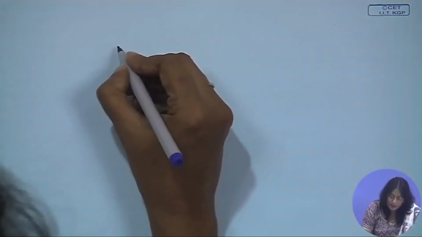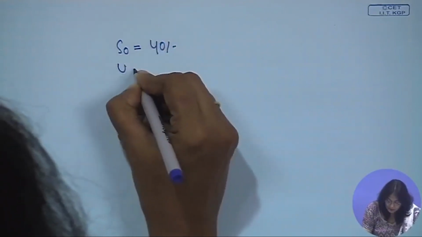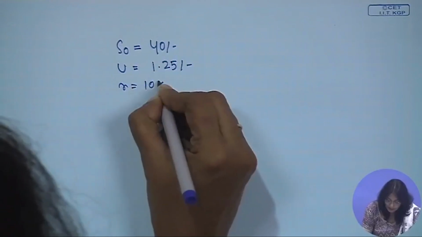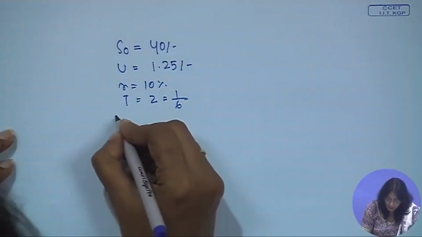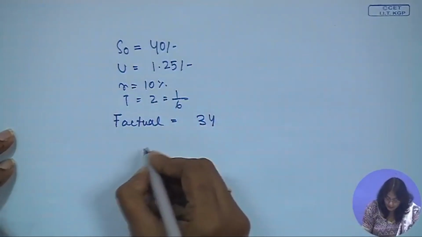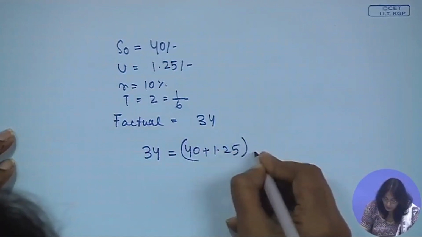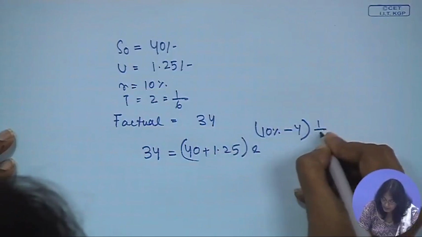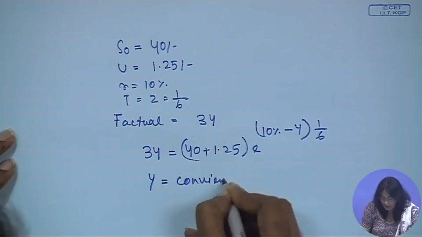Let's say spot is, as we mentioned, 40 rupees. The present value of U is 1.25 rupees. R is 10%, and T is 2 months, which is 1/6, and suppose F actual is quoting at 34 rupees. So when we calculate, 34 is equal to (40 plus 1.25) into e to the power (10% minus y) into 1/6, and when we equate this, we calculate y, that is going to be our convenience yield.